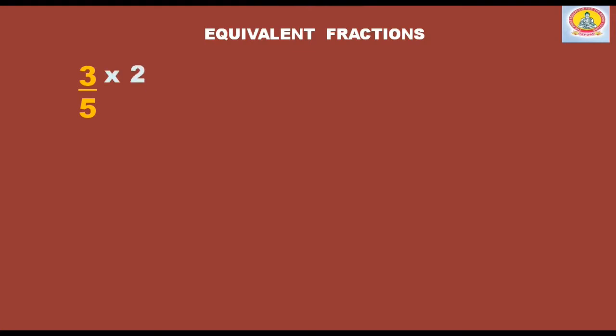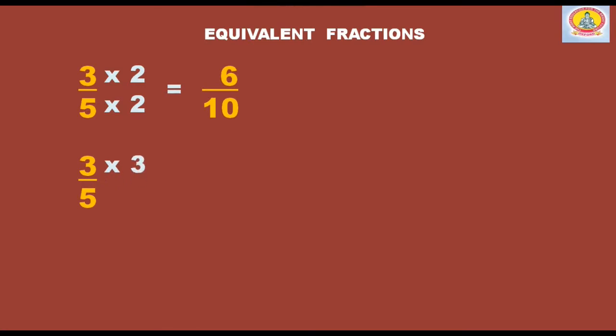Let us understand what are equivalent fractions. Here is the fraction 3 by 5, which is multiplied by a number. Here take 2. The numerator is multiplied by 2 and the denominator is also multiplied by the same number 2. Then we get a new fraction, that is 6 by 10.